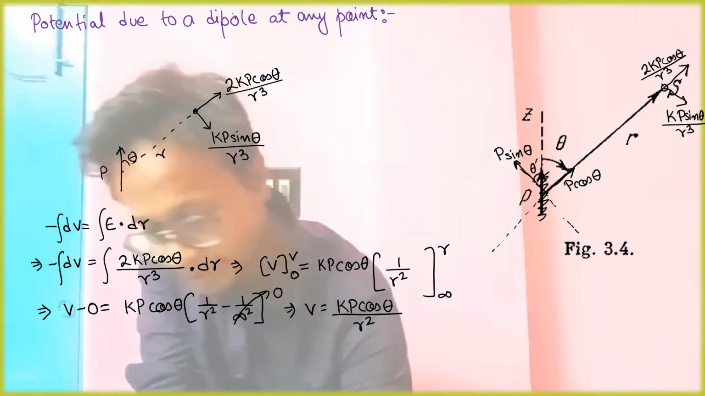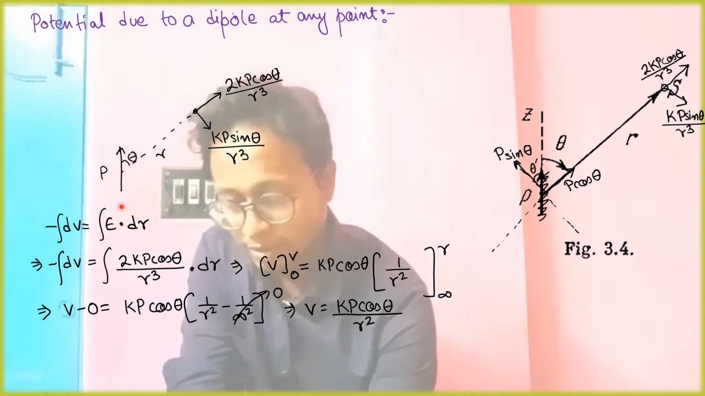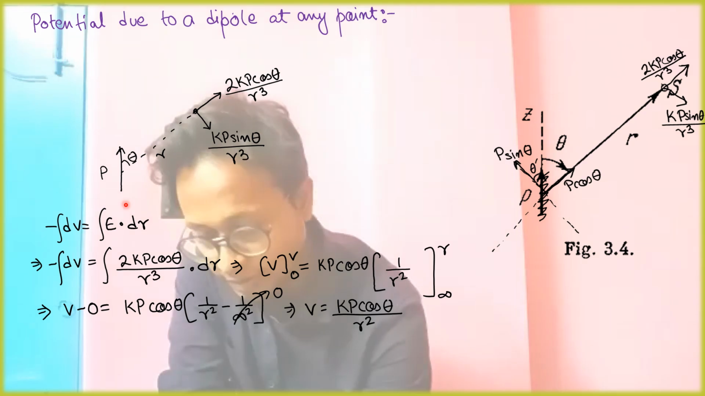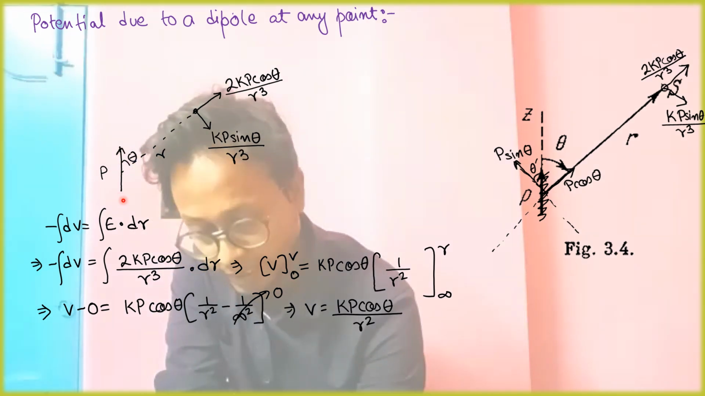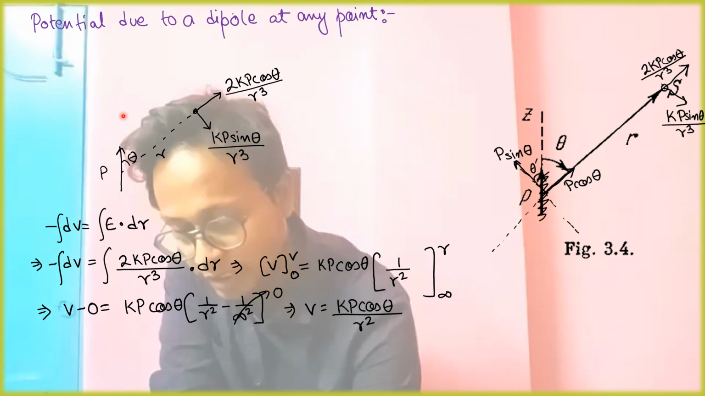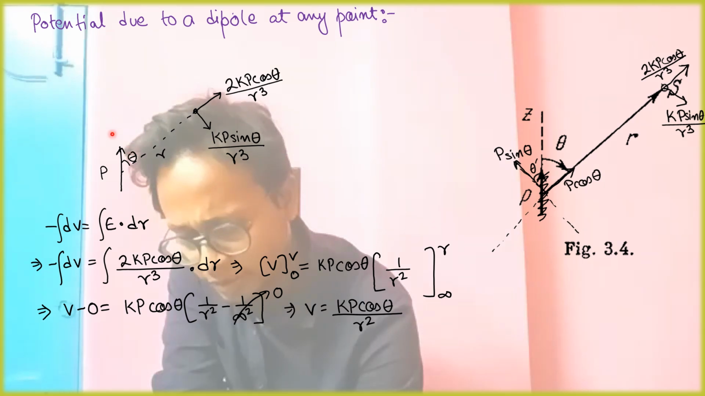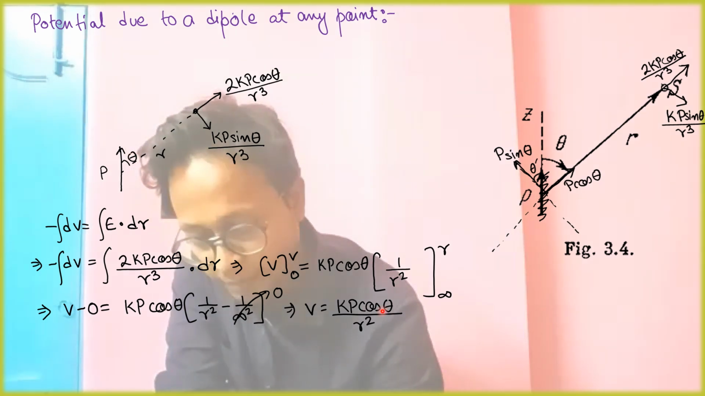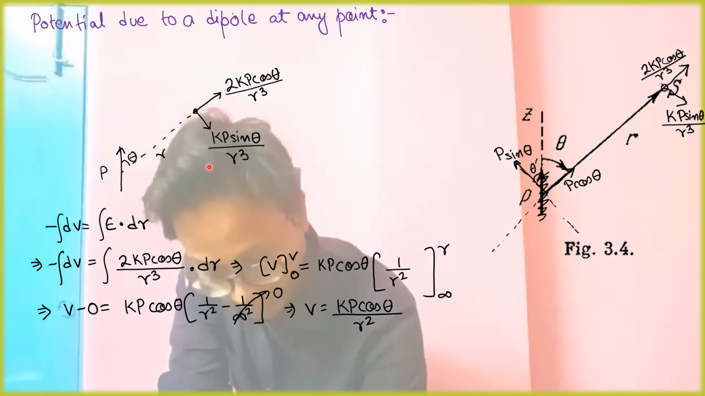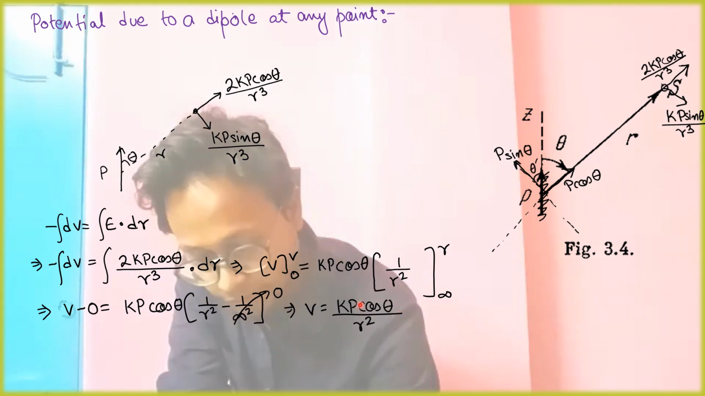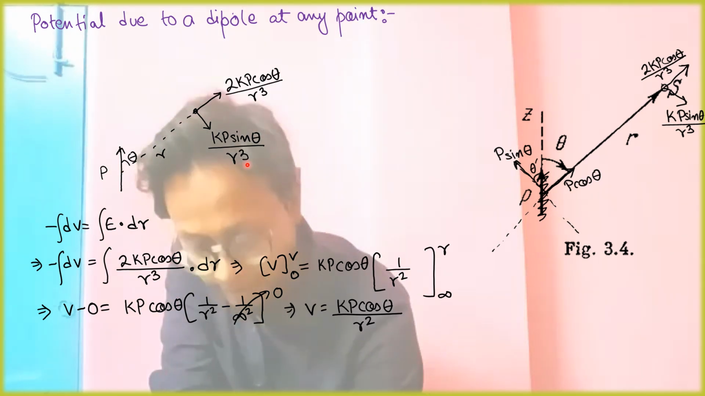Okay, now you can check the points. Potential at this point, cos theta becomes 180, and cos 180 is minus 1, so potential near the negative charge would be negative, and potential near the positive charge would be positive. At this line, theta is 0, and cos 0 is nothing but 1, so the potential is kp by r squared. Understood? At the middle point, or at the equatorial position, theta is 90, so the potential at the equatorial position would be 0. Understood?